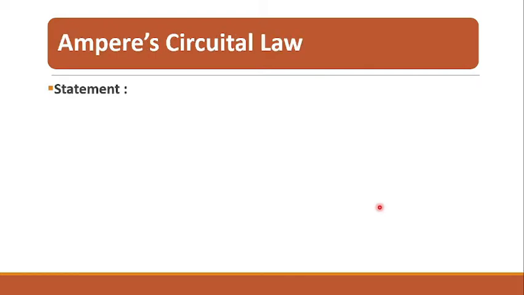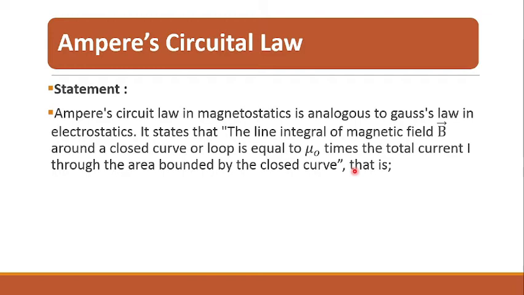So let us see Ampere's circuital law. In the previous lecture, we studied the Biot-Savart law. Ampere's law gives another method to calculate the magnetic field due to a given current distribution. Ampere's circuital law in magnetostatics is analogous to Gauss law in electrostatics.